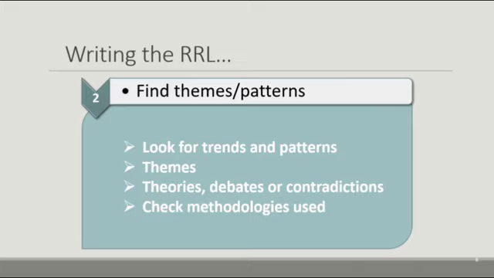So going back here, next, step 2, you have to find themes, patterns, or trends. So look for trends and patterns. Like, for example, if there are some positive results coming from different studies on the same topic that you are trying to study, then you can put that onto your review of related literature as well. Then later on, pag mag-data interpretation ka na, you can actually try and compare. Diba?